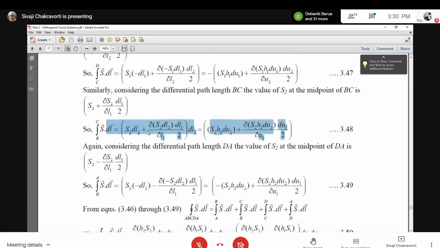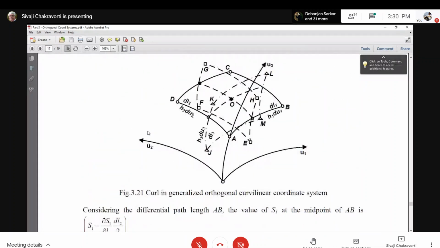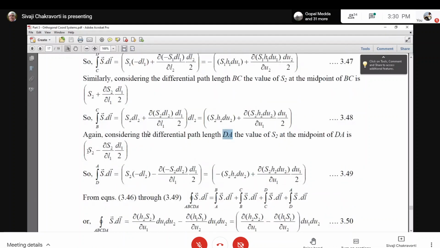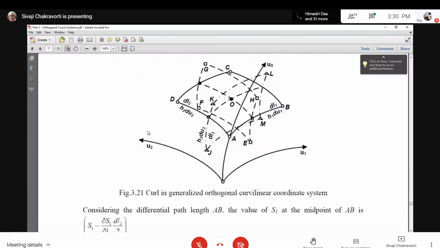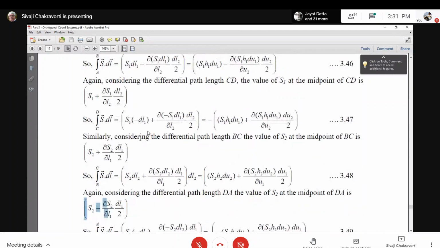Similarly, if you take the length DA, that means D to A, the midpoint value we get from the value at O by Taylor series, that is minus dl1 by 2. So you get S2 and the first order derivative in terms of dl1. Again, O to the midpoint of D to A, we are moving in the direction of U1, so the first order derivative is in terms of U1, that is del by del L1 multiplied by dl1 by 2. So first order derivative into the distance. Then we multiply S into dl.